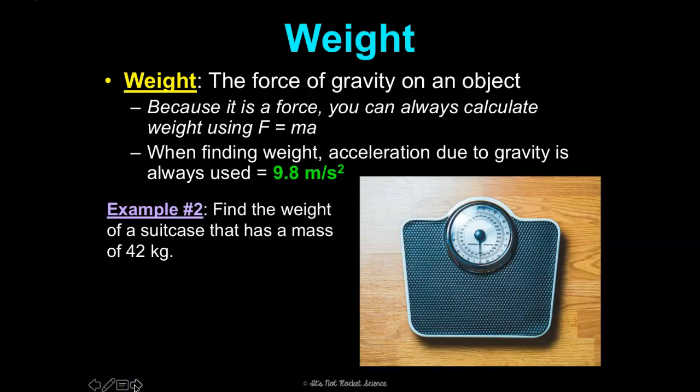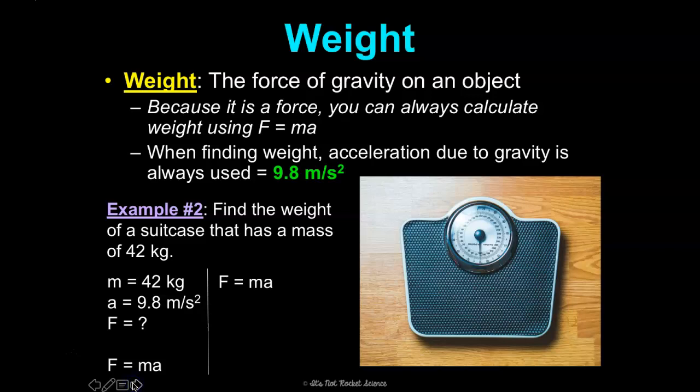So example number 2, here's our example. I don't think you have this on your sheet, so write it somewhere in the corners. Turn your paper sideways. Find the weight of a suitcase that has a mass of 42 kilograms. What do we know? That mass equals 42 kilograms. We're looking for weight, so we know a equals 9.8 meters per second squared. And we're trying to find force. Formula, force equals mass times acceleration. So force equals 42 times 9.8, or 411.6 newtons. So that suitcase weighs 411.6 newtons.